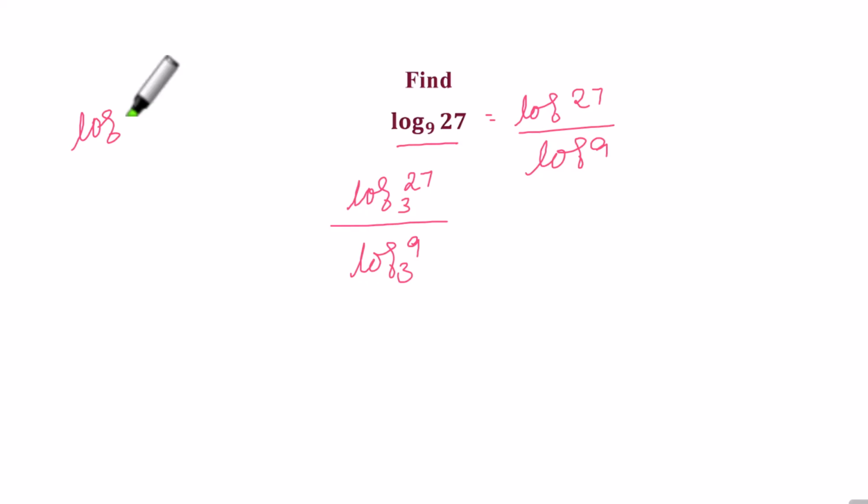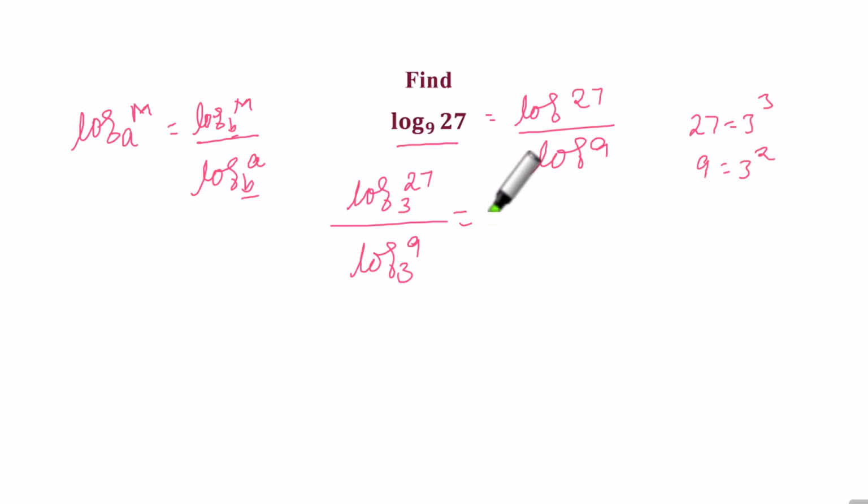For example, if there is a logarithm of m in base a, you can write this like logarithm of m to base b over logarithm of a to base b. This is called common base logarithm. So now you can find the logarithm of this one. 27 is 3 to the power of 3 and 9 is 3 to the power of 2. So it becomes logarithm of 3 to the power of 3 in base 3 over logarithm of 3 to the power of 2 in base 3.